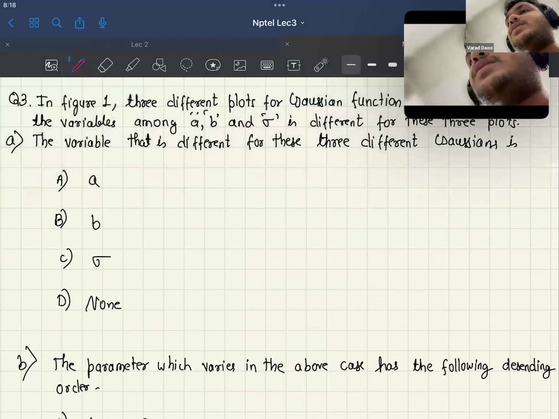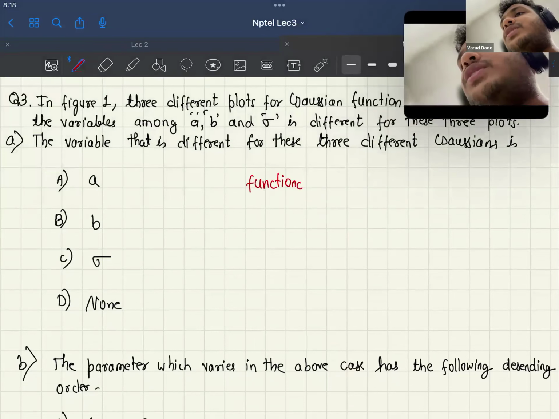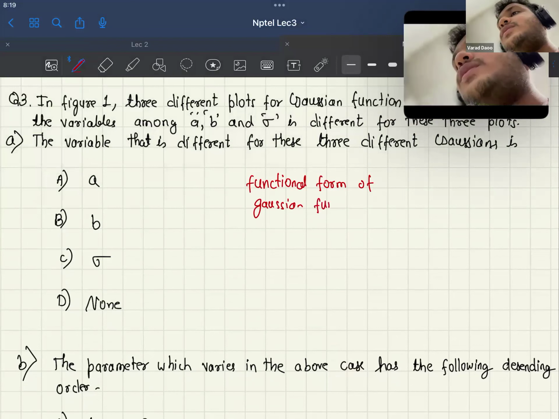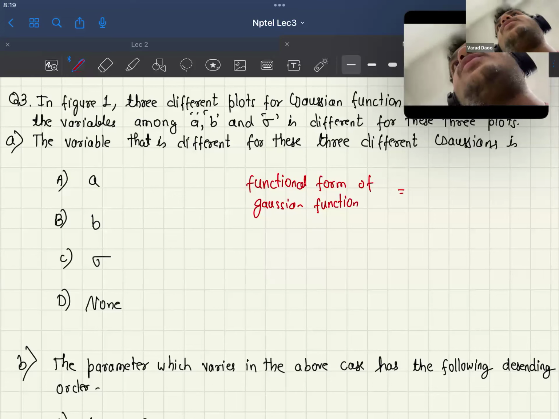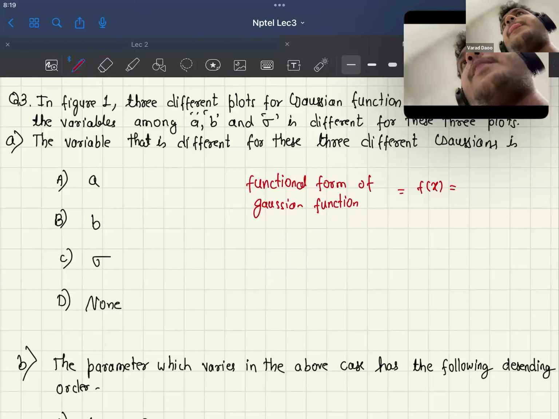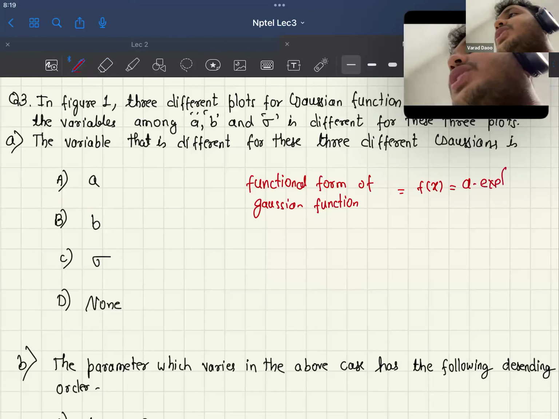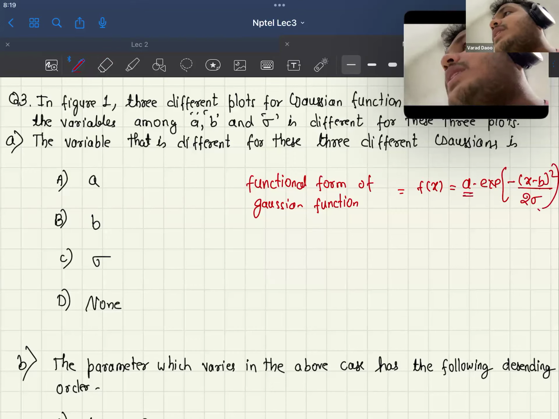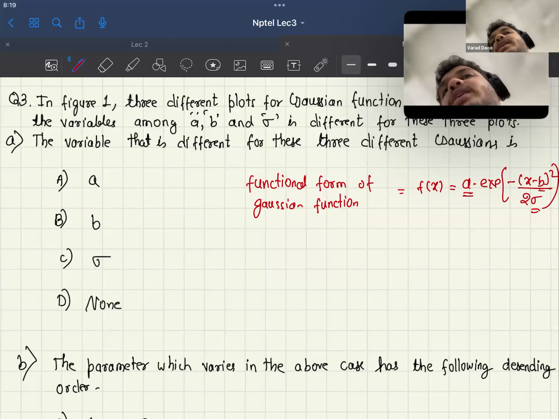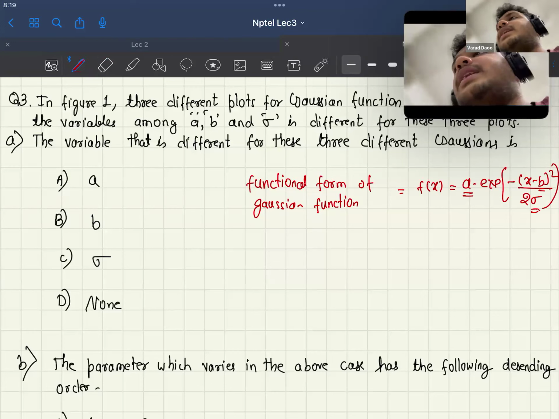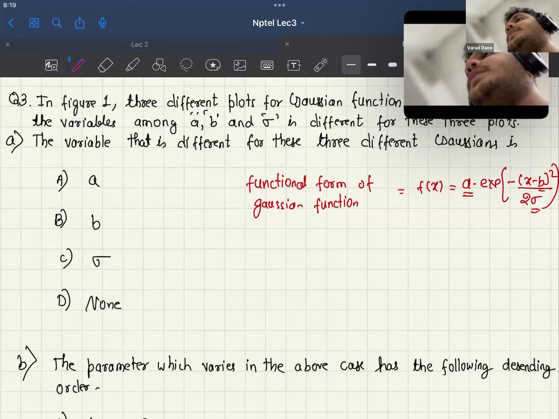I'll give it in red. The functional form of the Gaussian function is f of x equals a times exponential of minus (x minus b) whole squared divided by 2 sigma. So these are the parameters a, b, and sigma. I think you can solve based on this, and I'll give you a couple of minutes to solve it.